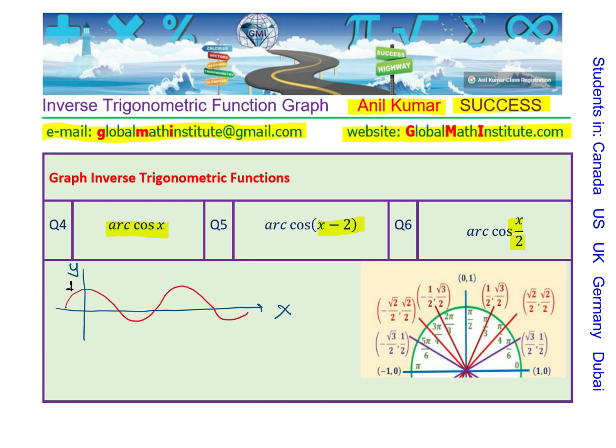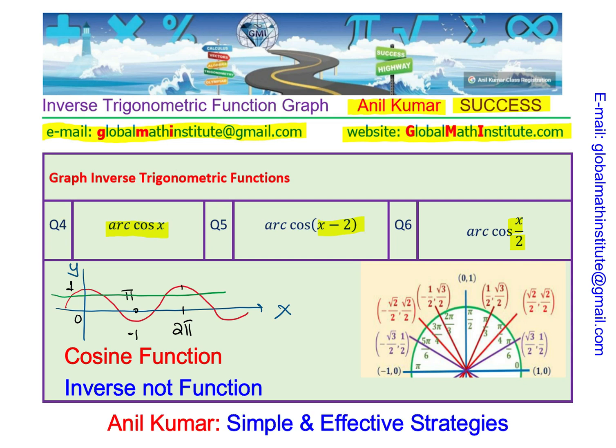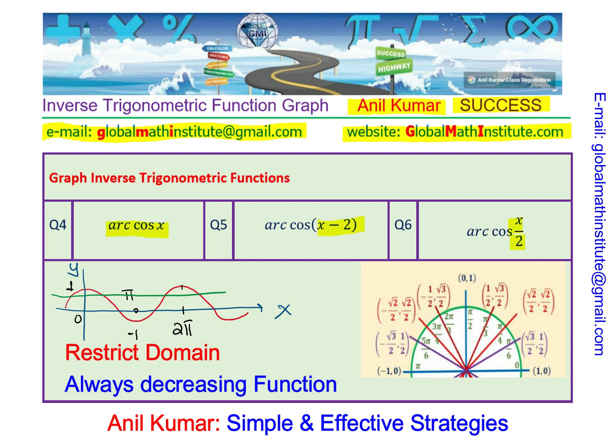So 1 at 0 and minus 1, so it's not to the scale, at pi. And at 2 pi, we again have 1. So that is the cosine wave. If I draw a horizontal line, it is going to cross at more than one point. And therefore, inverse of cosine function is not a function, right? To make the inverse a function, we have to do a restriction on the domain of the cosine function.